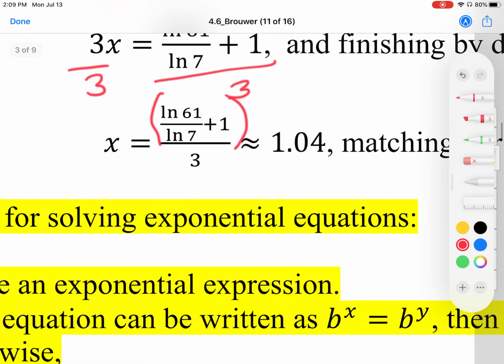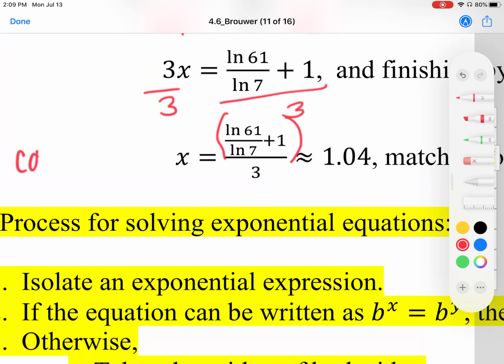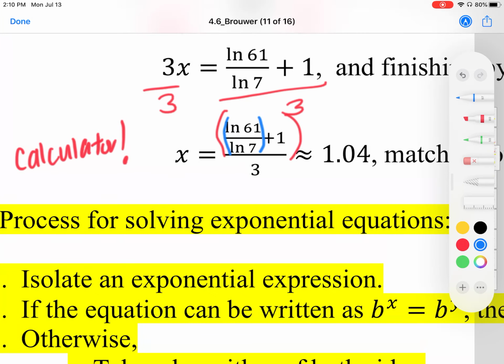Now this is done using a calculator. Take the moment to maybe pause the video and make sure you can punch this into your calculator. If I may give a suggestion, first find what ln of 61 divided by ln of 7 is. Press enter. Add your number plus 1. Press enter. And lastly, divide by that 3. And hopefully that gives you the right number. Now, it all depends on what type of calculator you're using. I know some calculators you punch things in different orders. So take a moment to practice this.